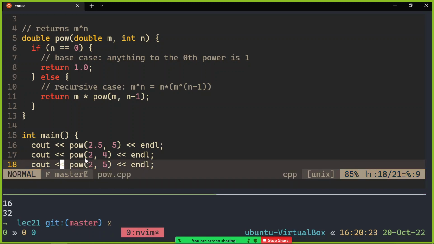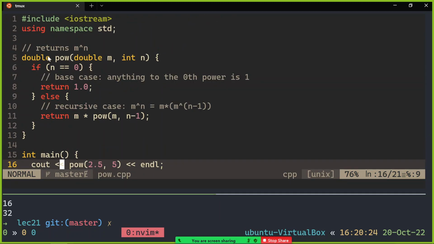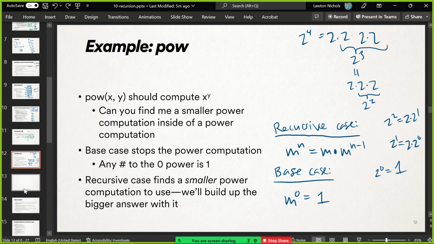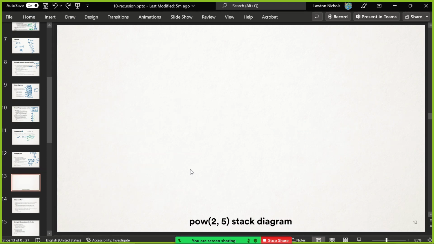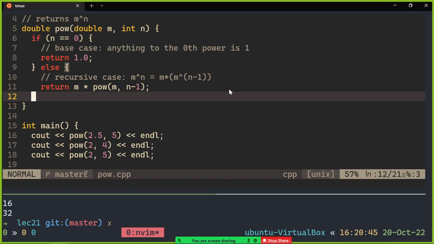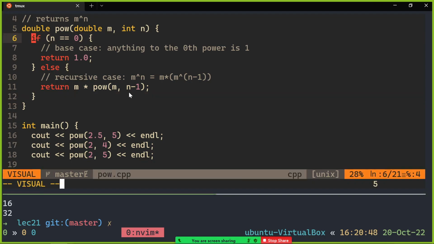Let's discover how this is doing its thing. Why in the world is this working? And so I'll be flipping back and forth from here to here. But here is what happens on the stack when I call POW of 2 and 5 to ask for 2 to the 5th power. So main calls POW of 2, 5. Here's that call. POW, I'll just draw it like this. POW 2, 5.